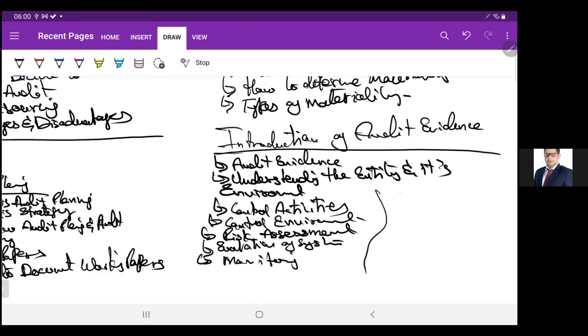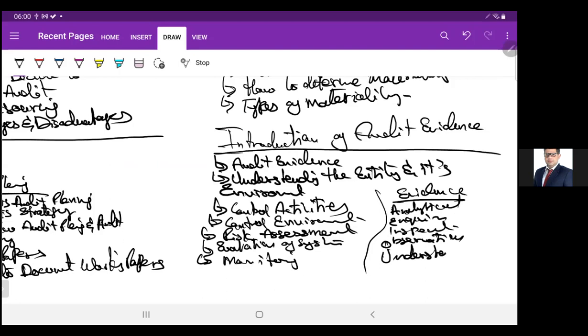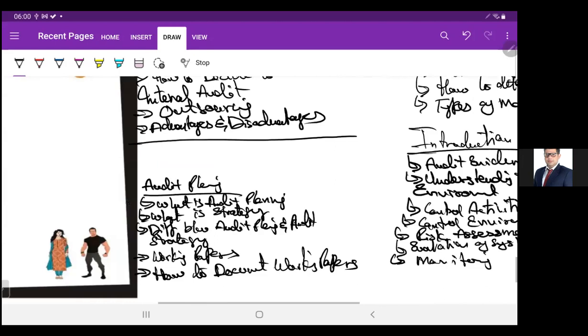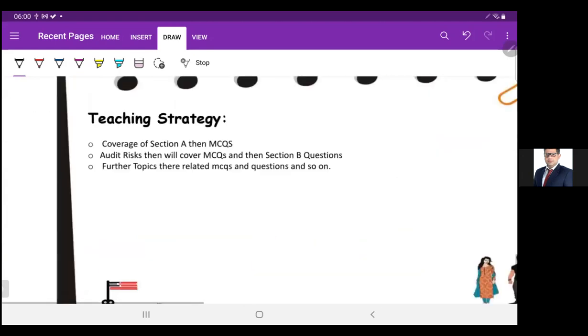Then how to get evidences, which is AEIOU: analytical, inquiry, inspection, observation, understanding. Then this area will end and we will move to the next area, which is internal controls.